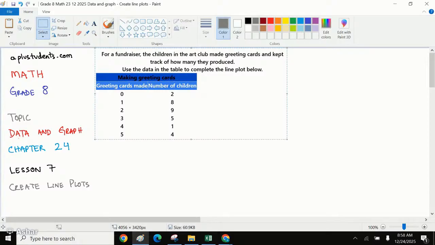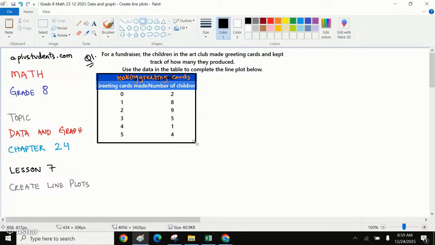A fundraiser is there. Question number 1 says, for a fundraiser, the children in the art club made greeting cards and kept track of how many they produced. Use the data in the table to complete the plot graphs. Okay. Making greeting cards. So they were trying to calculate how many greeting cards they made. And this is the grid given to us.